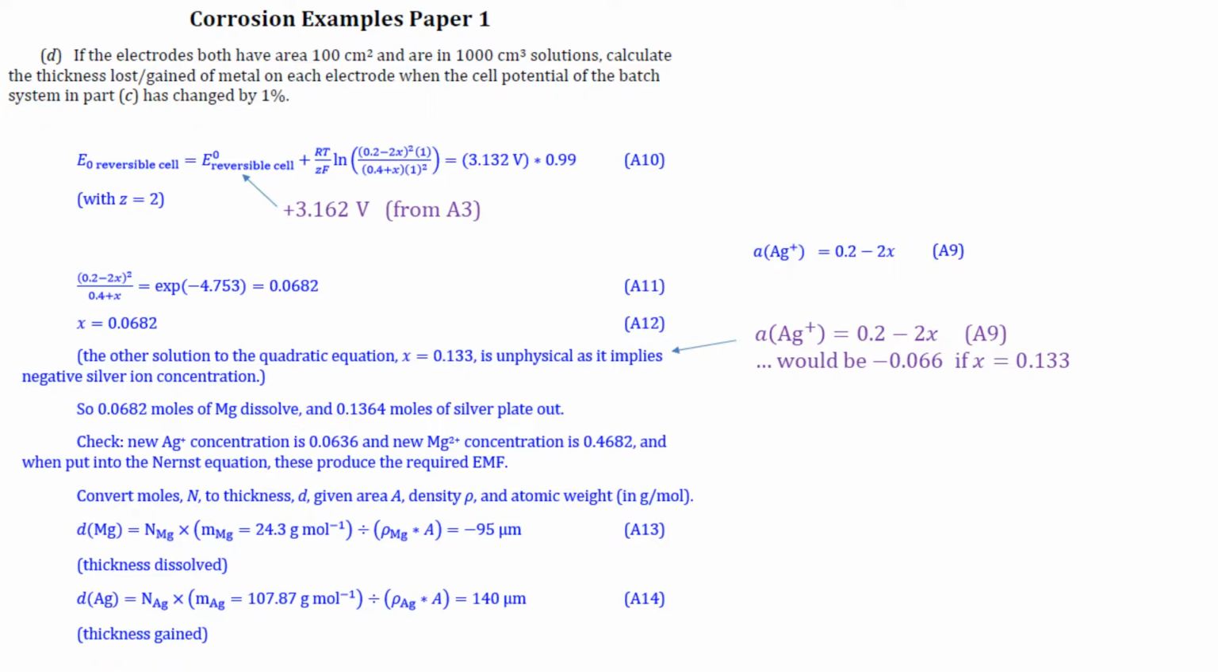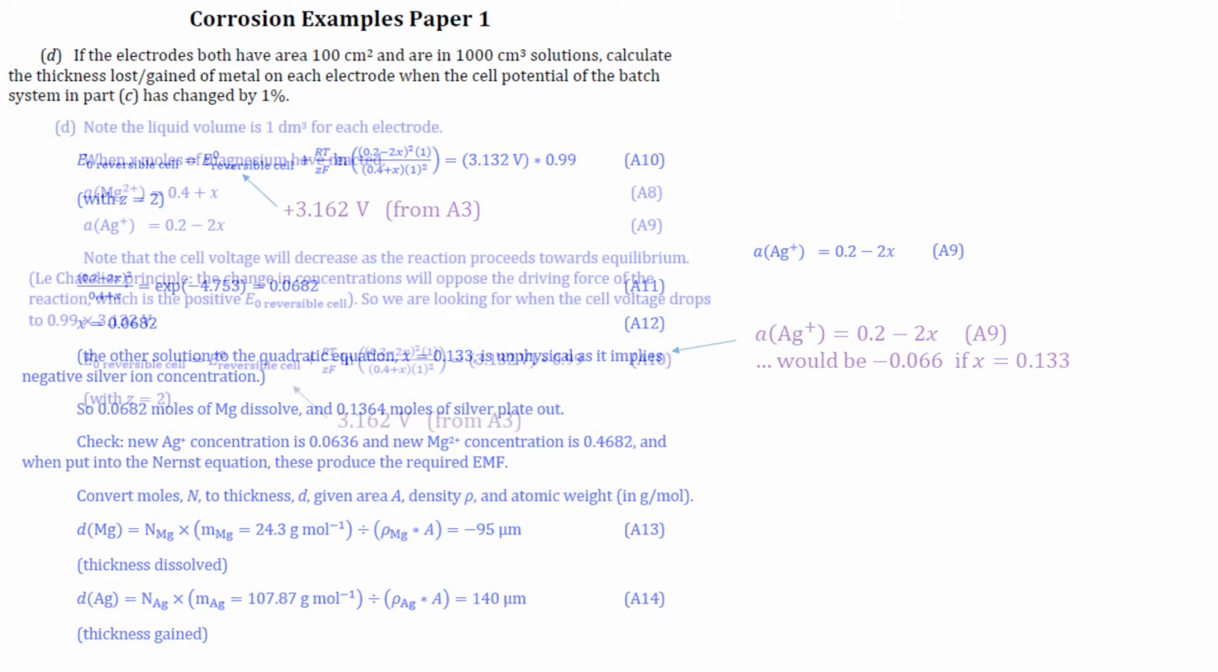Since you then have the metal surface areas, density and atomic weight, and you know how many moles of magnesium dissolve and silver plate out, you can then compute the thickness of magnesium which dissolves and of silver which plates out. Good.